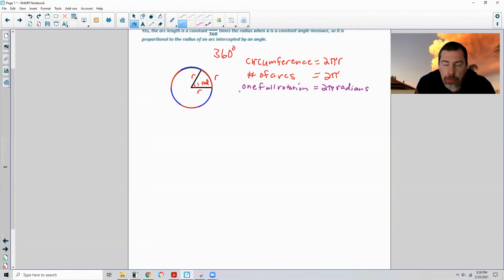Because 2 pi is 6.28 roughly, and that's 1 radian, so it's 2 pi radians. All right, now with that being said, keep in mind that a full rotation in degrees is equal to 360 degrees. So 1 full rotation is 2 pi radians and 360 degrees. Since they're both equal to 1 full rotation, they're equal to each other. So now I can say 360 degrees equals 2 pi radians.